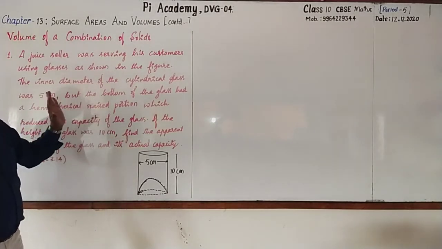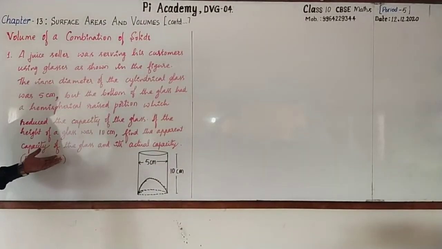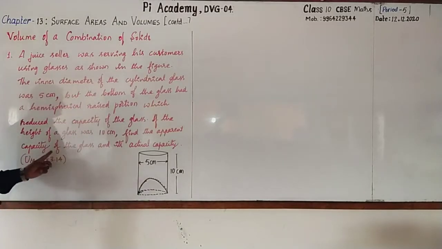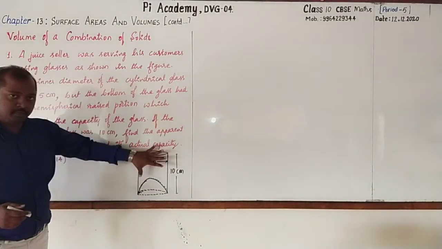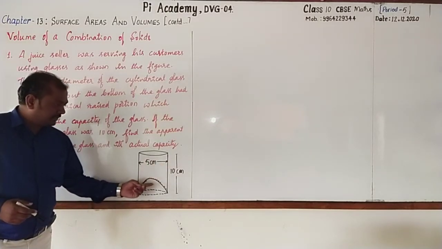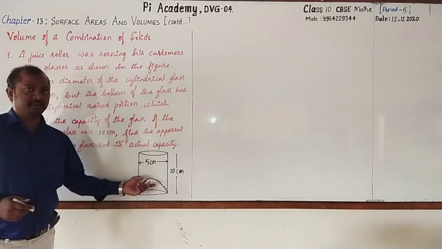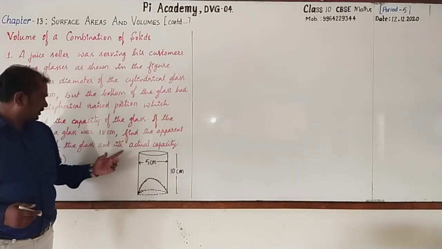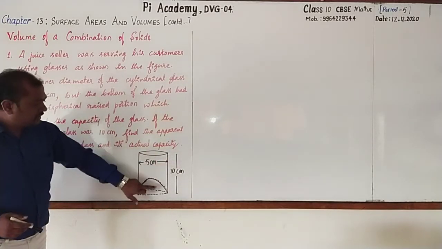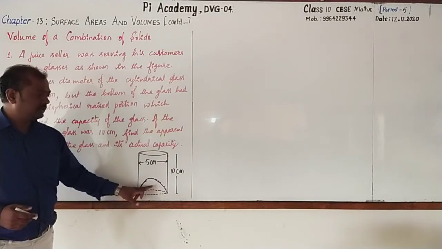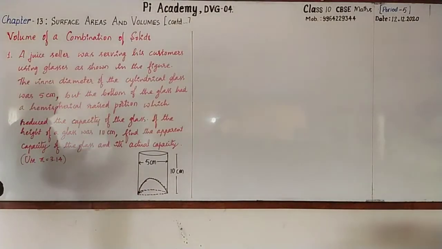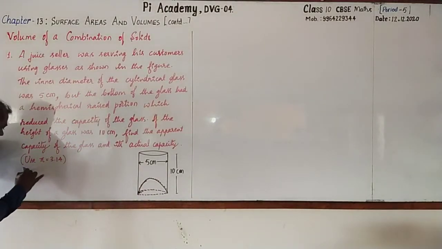Followed? Copy the statement and draw the figure. Yes, hope that you have copied. So here we are going to find out the apparent capacity. Apparent capacity, it is just volume of the entire cylinder. Actual capacity, so this portion has to be subtracted. Followed, that is volume of the cylinder minus volume of hemisphere. Now let's go for finding. Please write the data with me.